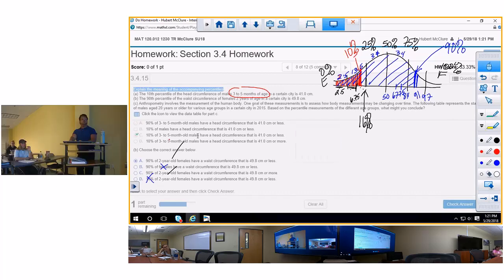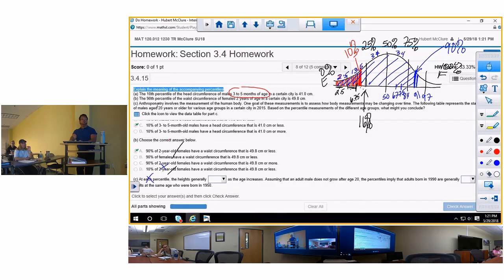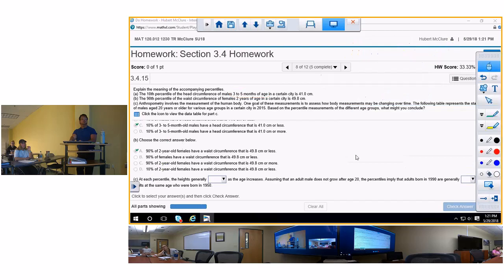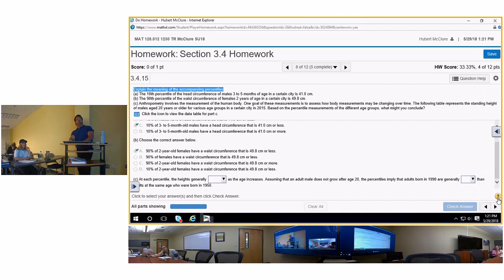All right. Now, I have no idea what anthropometry is. Somebody Google it. Okay. Measurement of the human body. So let's see what it says about the measurement of the human body. One goal of these measurements is to assess how body measurements may be changing over time. The following table represents the standing height of males aged 20 years or older of various age groups in a certain city in 2015. Based on the percentile measurements of the different age groups, what might you conclude? So that means you click on the table.